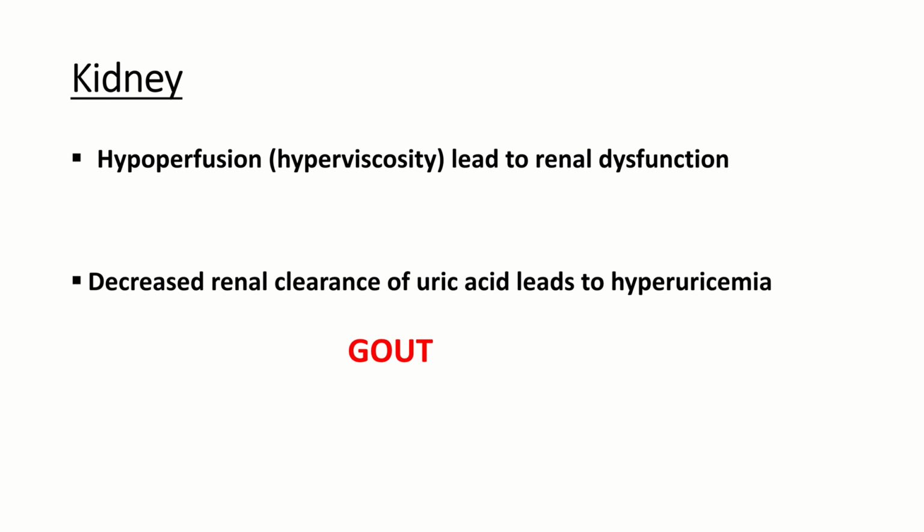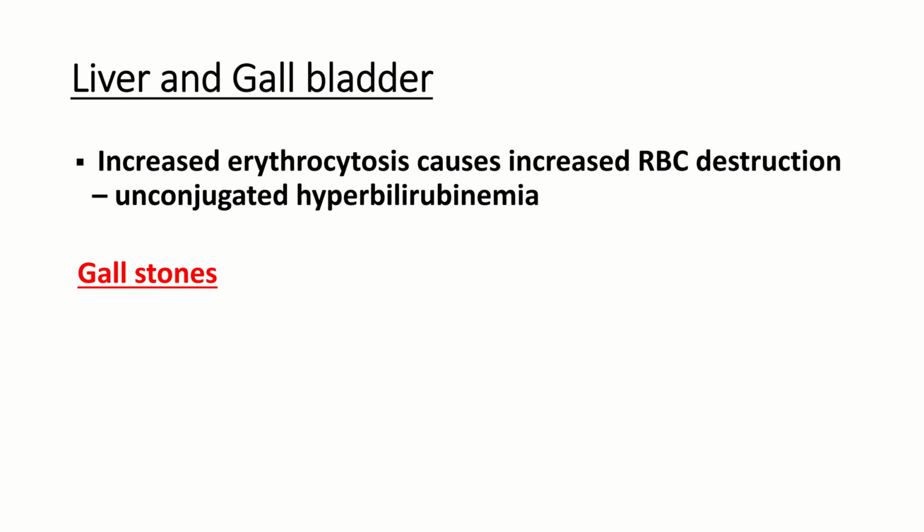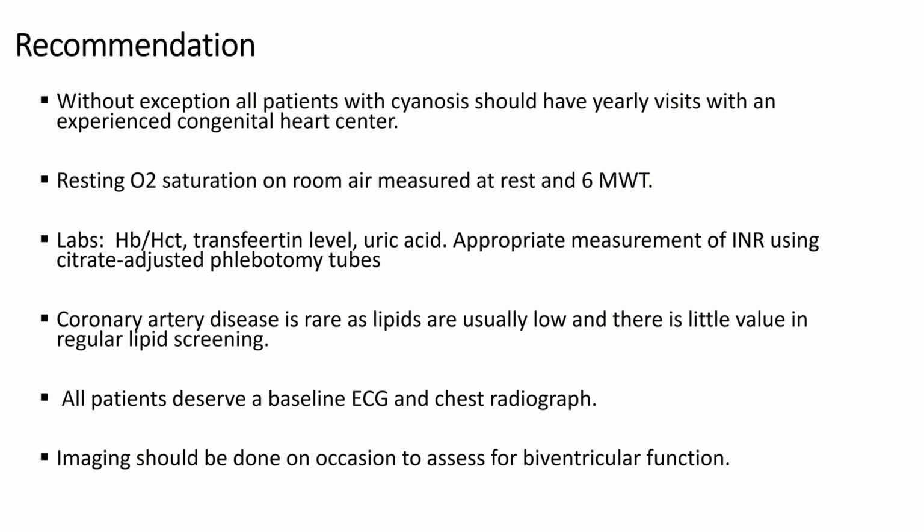Hypoperfusion due to the hyperviscosity leads to renal dysfunction, or decreased renal clearance of uric acid, and this will lead to hyperuricemia. Keep in mind that all cyanotic patients complain of symptoms like gout, so you have to check the uric acid for those patients regularly. Liver and gallbladder: due to the increase of erythrocytosis, it will lead to an increase in RBC desaturation and unconjugated hyperbilirubinemia, and this is a risk factor for accumulating gallbladder stones.